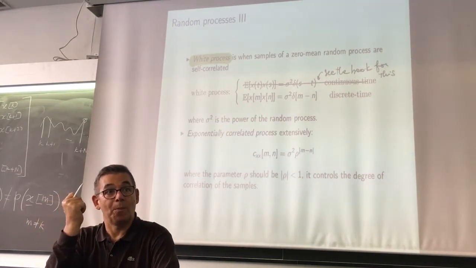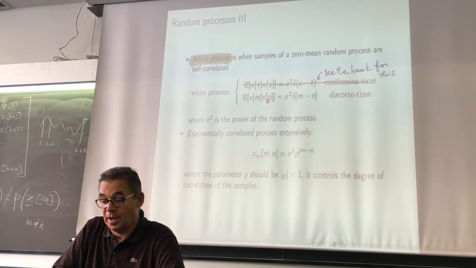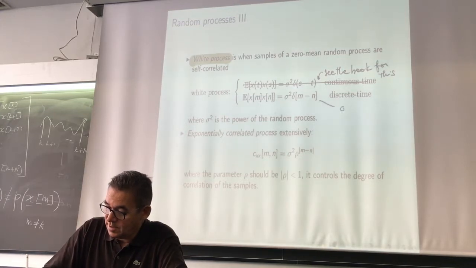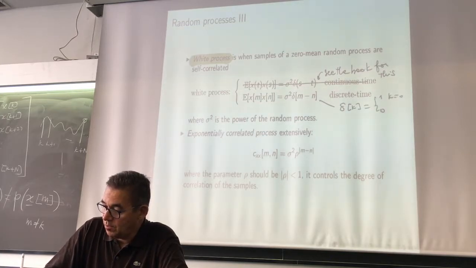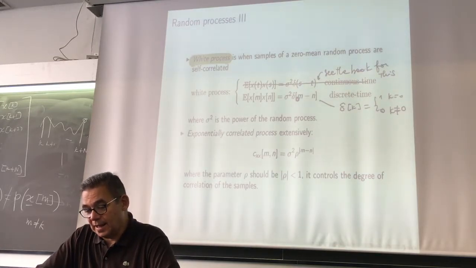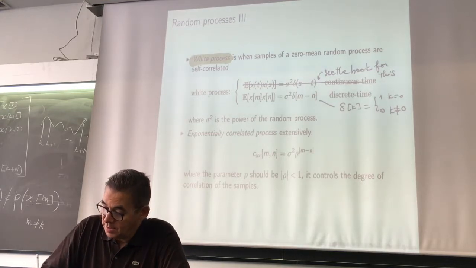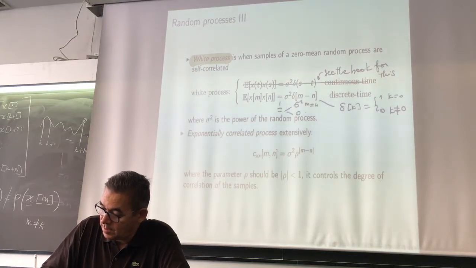So I can write in a compact way that the autocorrelation is equal to 0 anytime m is different from n, and I indicate this by the delta function. Remember, delta k means that it is 1 when k equals 0 and 0 when k is different from 0. So when I write it this way, this delta is equal to 1 when m is equal to n. In other words, this is equal to sigma square when m equals n, and equal to 0 when m is different from n.